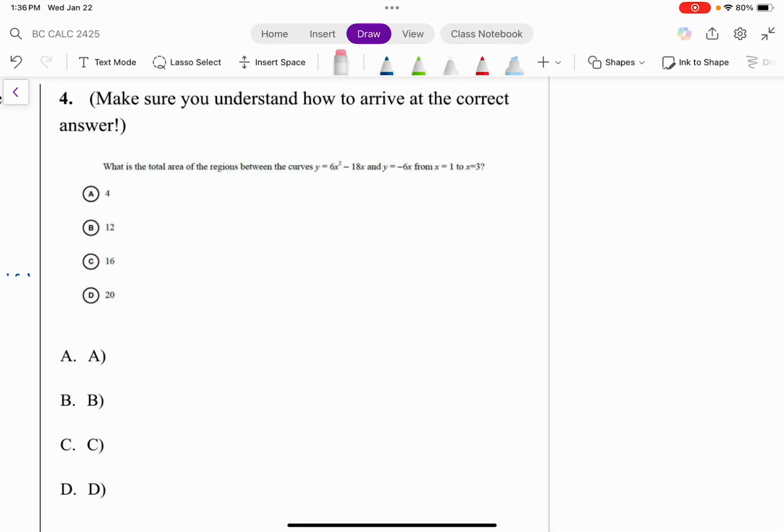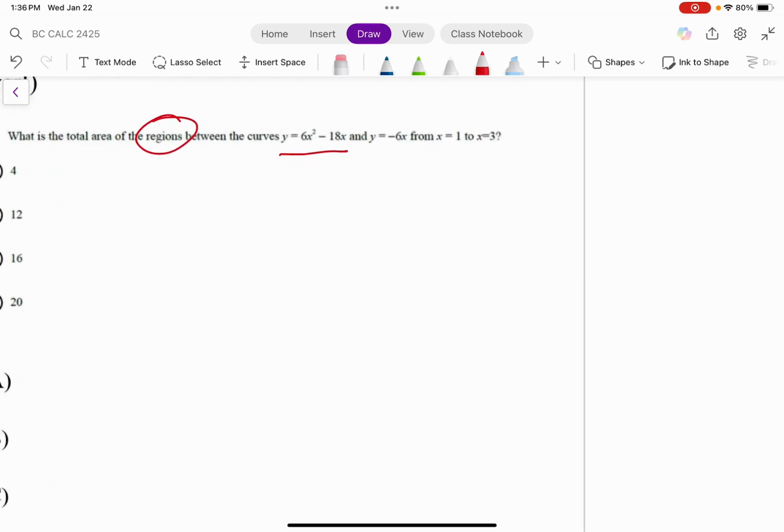Okay, this problem says, what is the total area of the regions, which implies there's more than one, between the curves y equals 6x squared minus 18x and y equals negative 6x from x equals 1 to x equals 3. Okay, so a couple of things. This is non-calculator, so we're going to have to do a lot of things by hand, including sketching the region here, right?